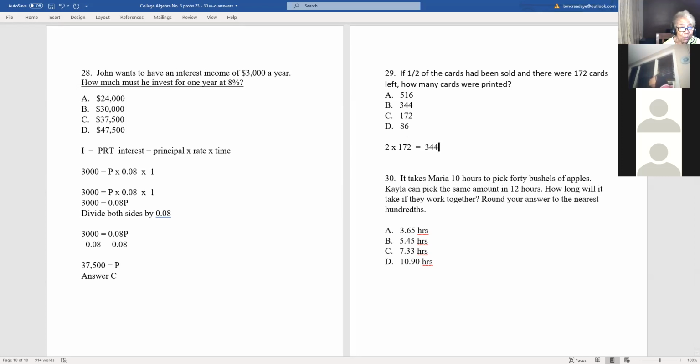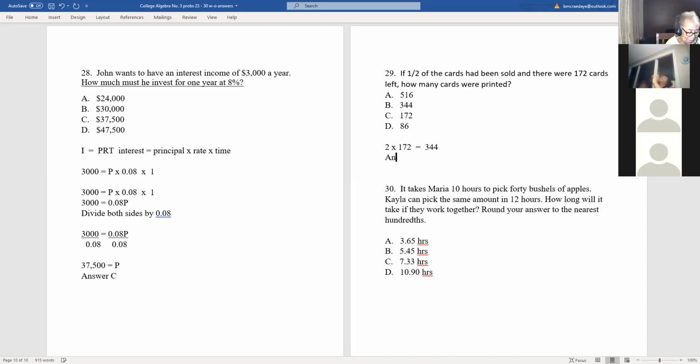Half was sold, 172 left. So whatever half was of, what number is 172 half of? It has to be 344, right? Yes. You follow? And that says B as in boy. Yeah, answer B, because if 172 are left and that represents half the number, then the number has to be 2 times 172, or 344.